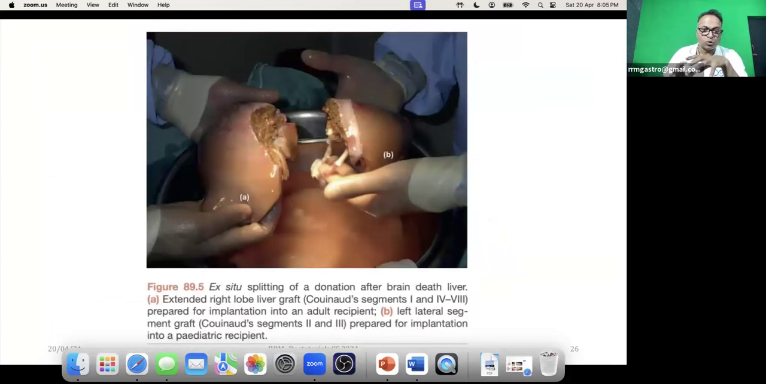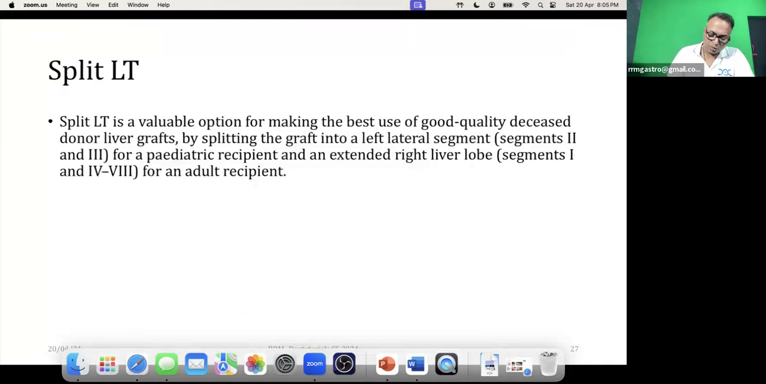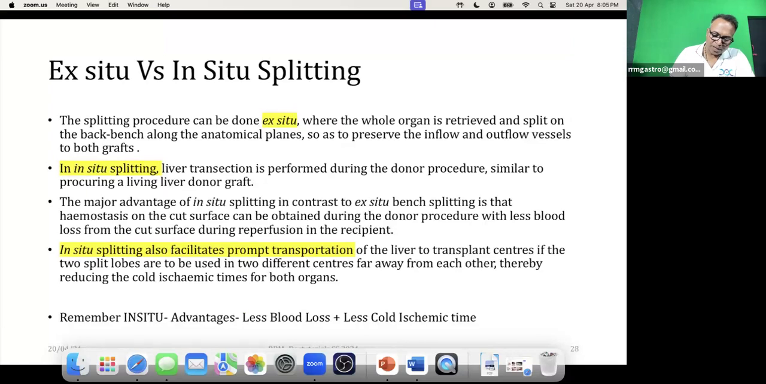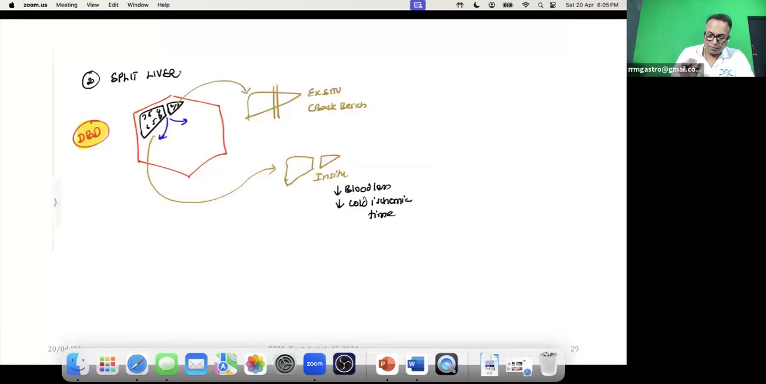Okay, this is ex situ splitting. The liver is taken and split outside, okay, outside. So split liver transplant is a valuable option. I have discussed this, in situ and ex situ. If you see this picture, you'll understand. This is a picture made by me.